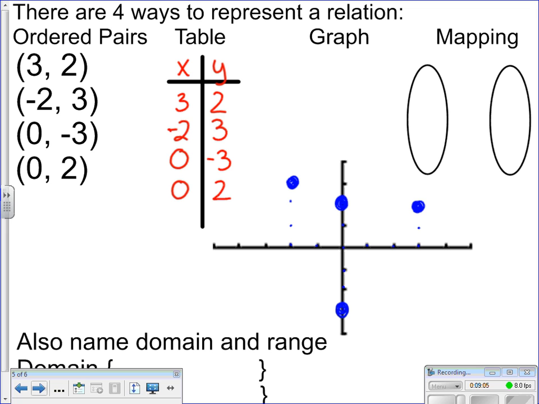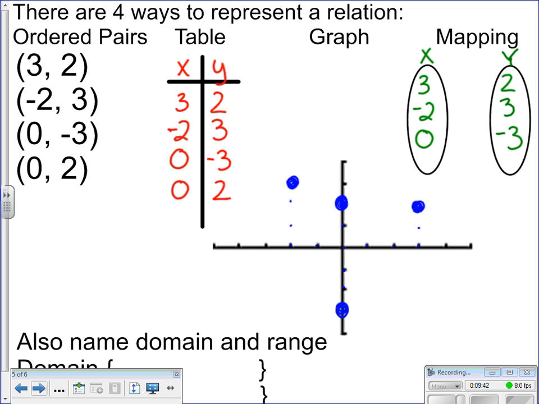And the fourth and final way is with a mapping. In a mapping, you have 2 ovals. First one's labeled x, the second one's labeled y. On the x side, you put all of the domain. So 3, -2, and 0. Do not write 0 twice. We do not repeat numbers in a mapping. And then on the y side, we again put each number once. 2, 3, -3. Do not repeat the 2.